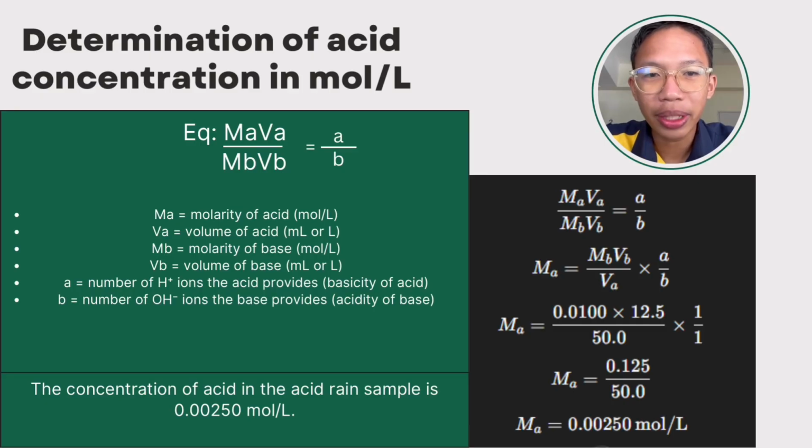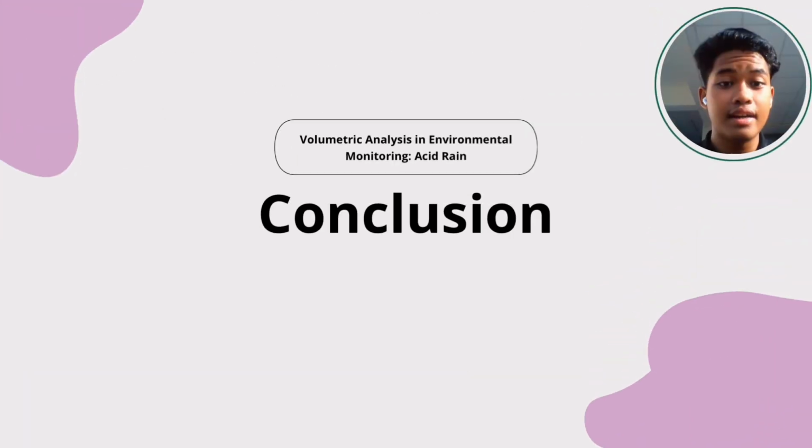Using our values, MB equals 0.0100 mol per liter and VB is 12.5 ml, the average volume. VA is 50.0 ml. When we substitute into the equation, we can conclude that the acid rain sample is 0.0025 mol per liter.